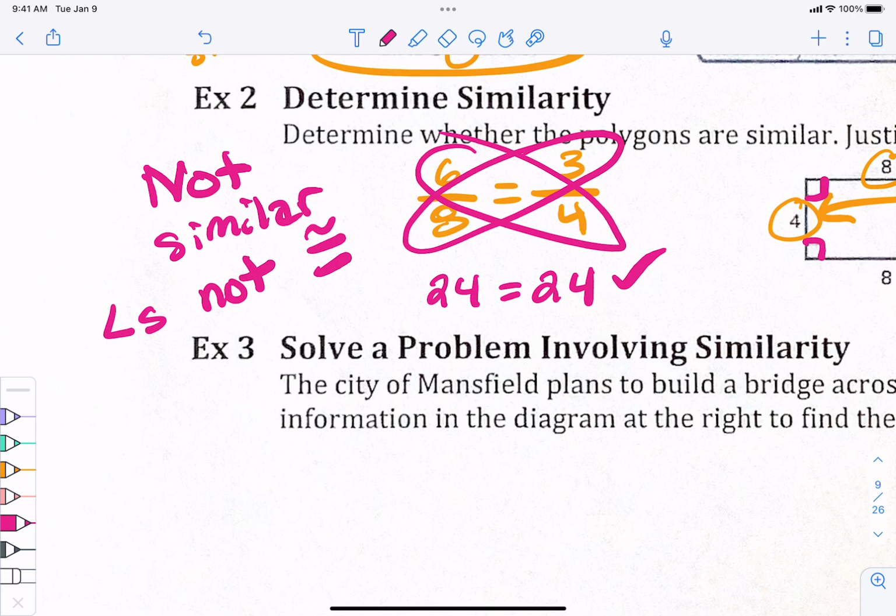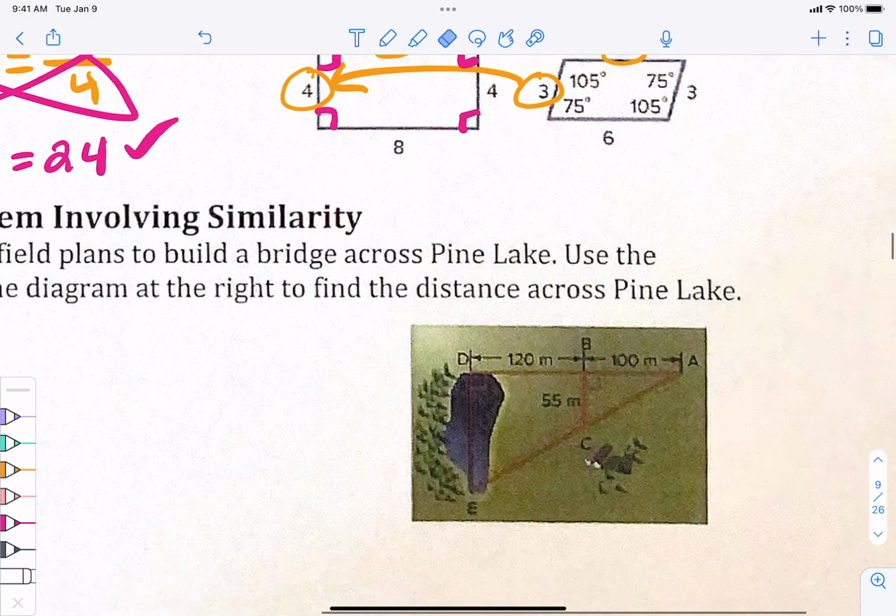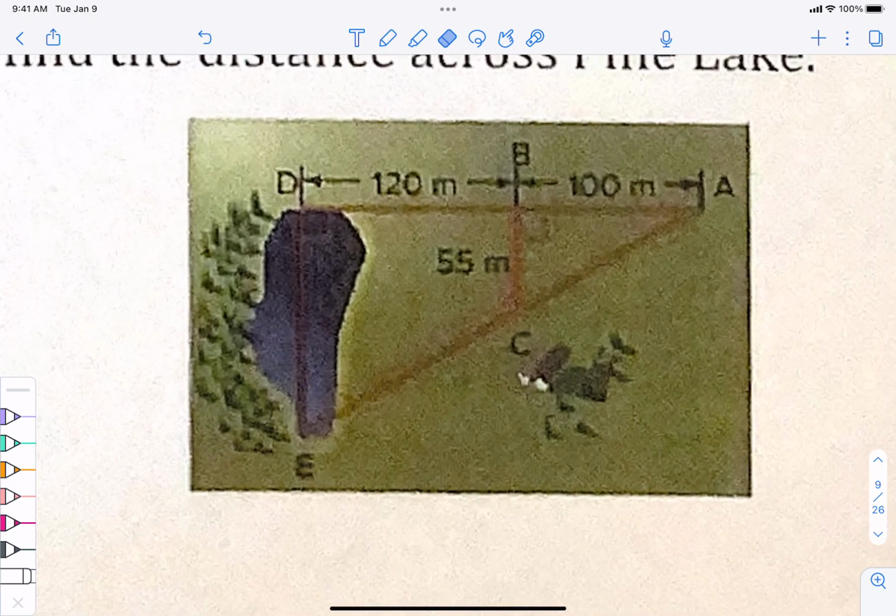Okay. All right. The last problem, we can use similar figures to solve for things, right? Okay, so it's kind of hard to see on your diagram because your diagram is a little darker, but we're going to redraw it.